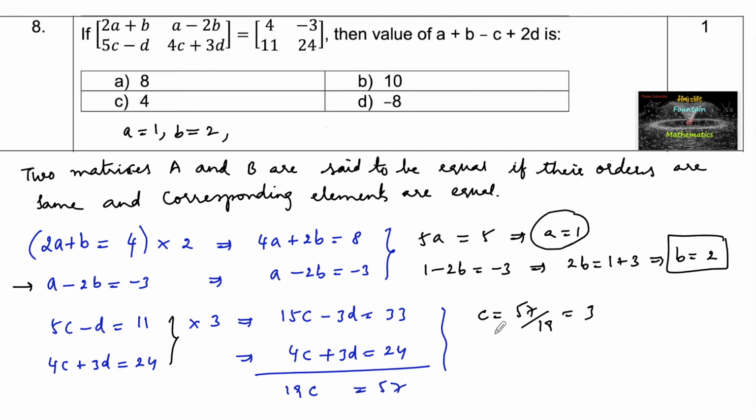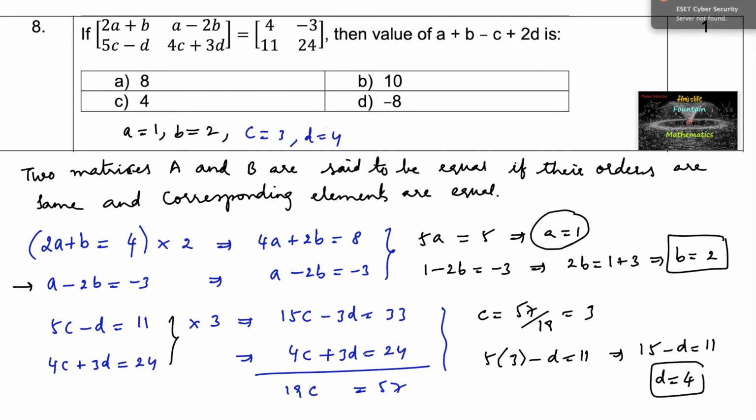3. So C value, let us substitute in the third equation. 5 times C minus D is equal to 11, which implies 15 minus D is equal to 11, or D is equal to 15 minus 11, that is 4. So we got D is equal to 4, C is equal to 3.